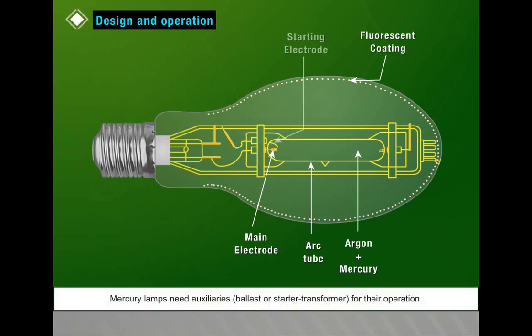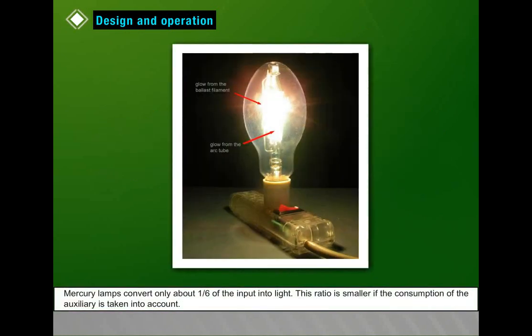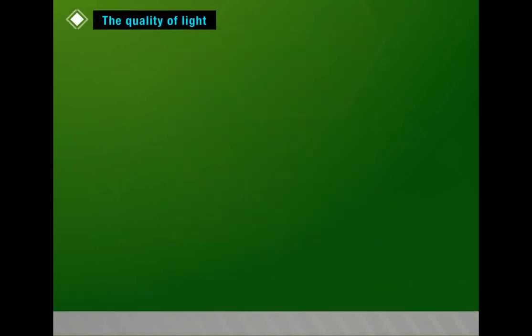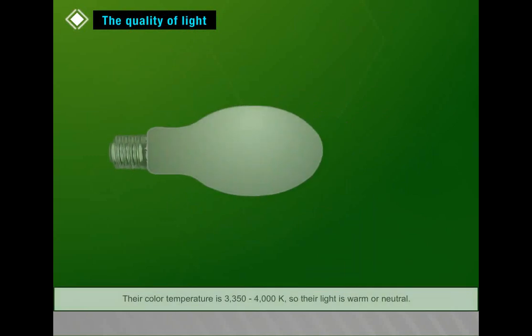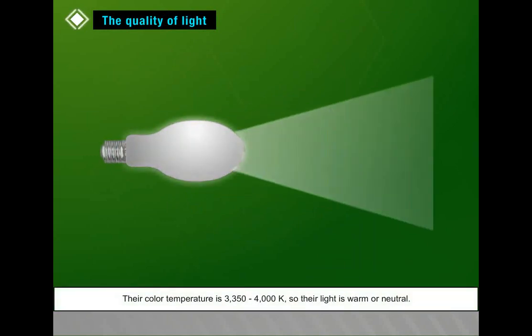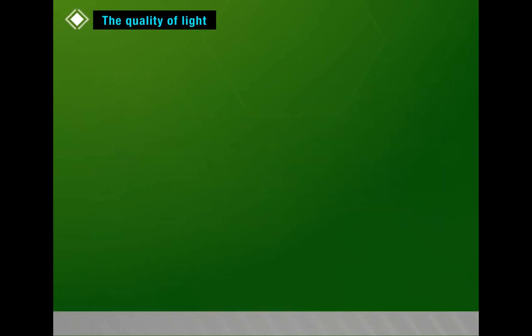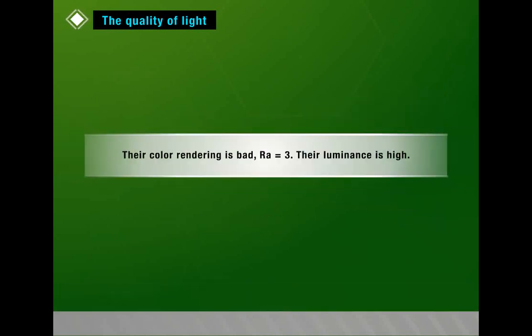Mercury lamps need auxiliaries, ballast or starter transformer for their operation. Mercury lamps convert only about 1/6 of the input into light. This ratio is smaller if the consumption of the auxiliary is taken into account. The quality of light. The quality of their light may vary depending on the fluorescent powder used. Their color temperature is 3350 to 4000 Kelvin, so their light is warm or neutral. Their color rendering is bad, Ra is equal to 3, their luminance is high.